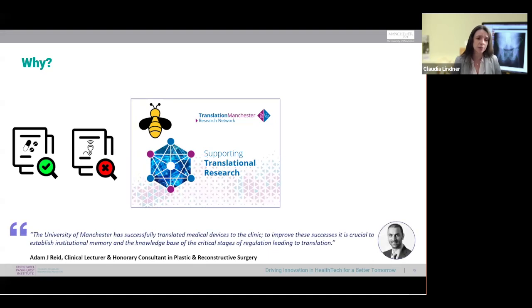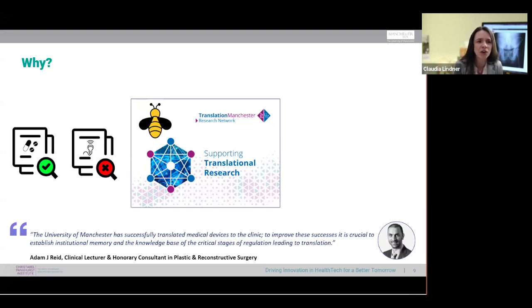And as Dr. Adam Reed, who's a clinical lecturer and honorary consultant in plastic reconstructive surgery, puts it, he says, the University of Manchester has successfully translated medical devices to the clinic. To improve these successes, it's crucial to establish institutional memory and the knowledge base of the critical stages of regulation leading to translation. So what he points out here is, yes, there have been people who successfully managed that translational pathway and took innovations from the research stage to an end-stage product that is used in practice. However, they tend to work on their own.